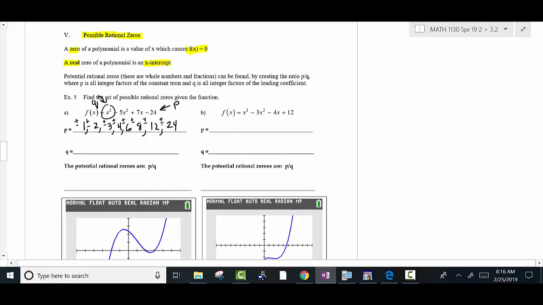So you have that. Then Q is just all the factors of 1. So that would be plus minus 1.